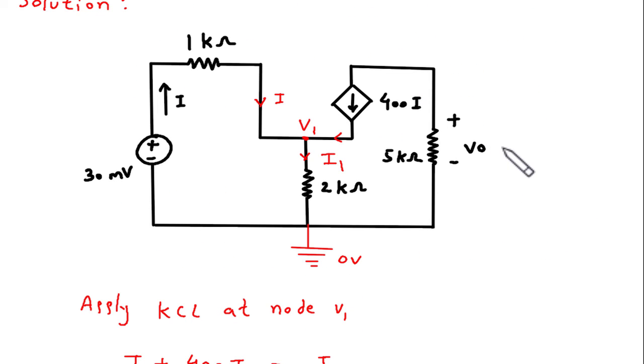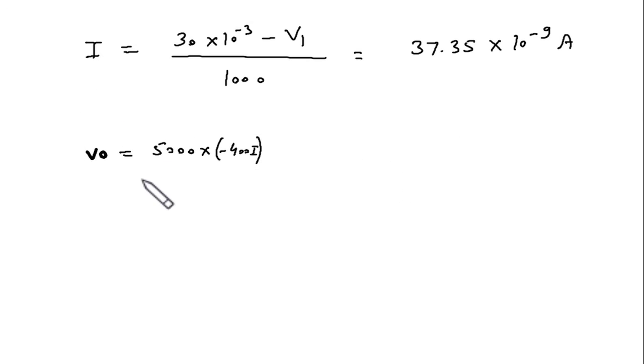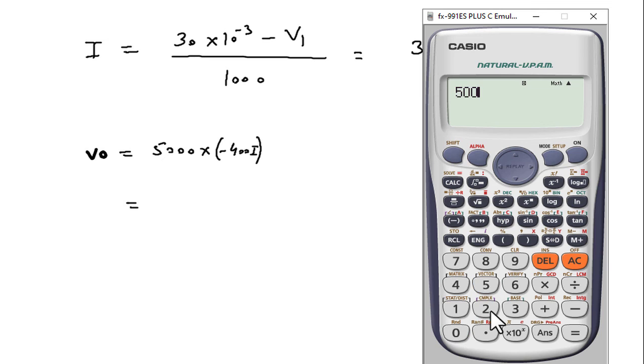VO is equal to 5000 into this current 400 I, but the direction of this current is opposite to the polarity of VO, so this will be minus 400 I. VO is equal to 5000 into minus 400 I. So this will be minus 5000 into 400 into I.